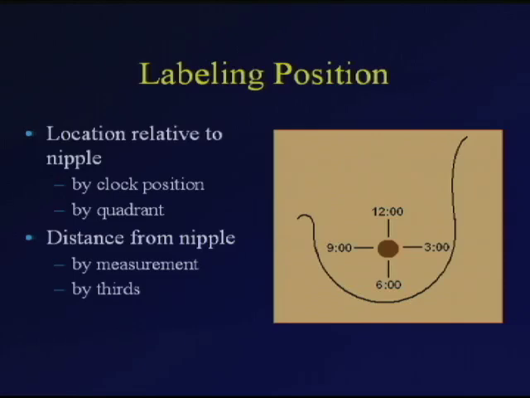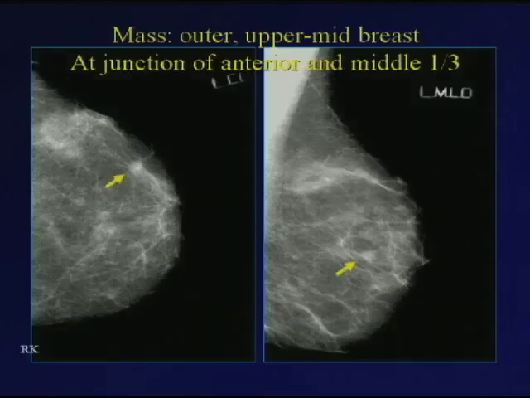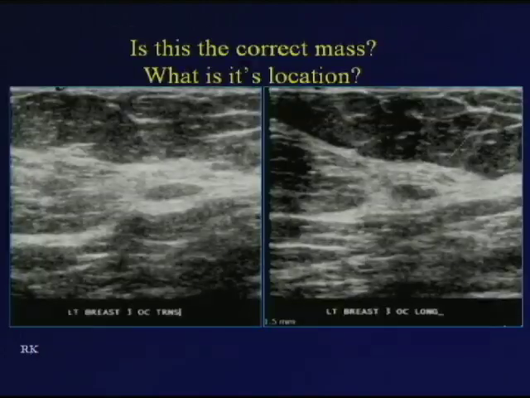When we label our ultrasound images, we may do it by clock position or by quadrant, and either by measurement or by thirds: anterior third, middle third, posterior third. This is a mass which on the CC and MLO views is in the upper outer quadrant. We'd probably say that this is at the junction of the anterior and middle third of the breast.